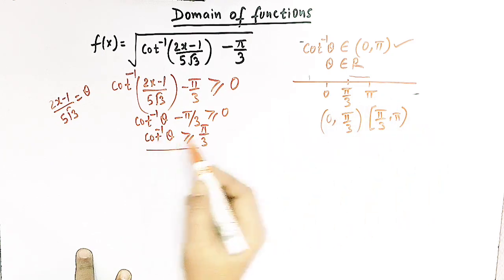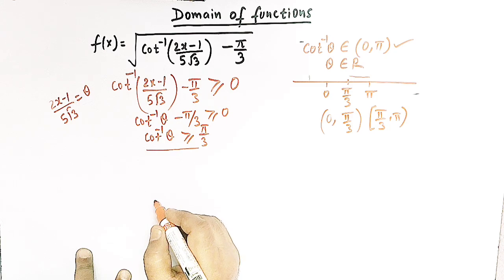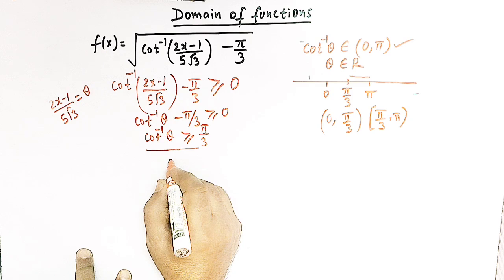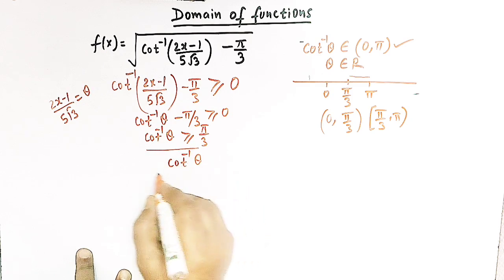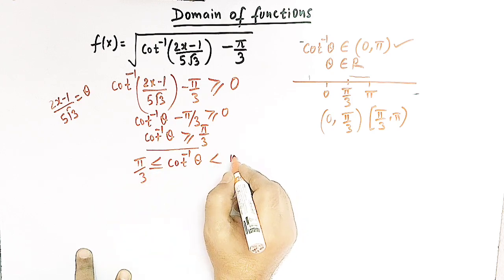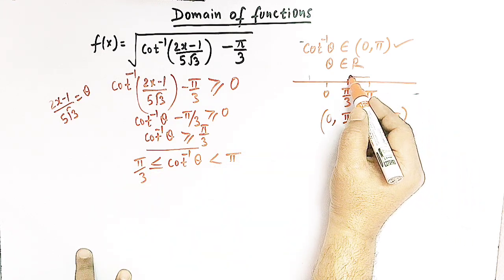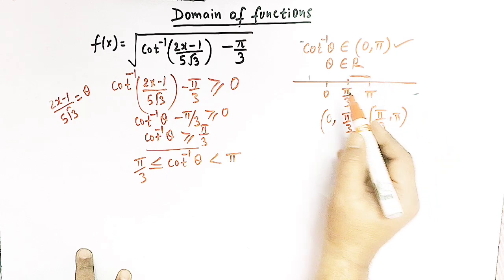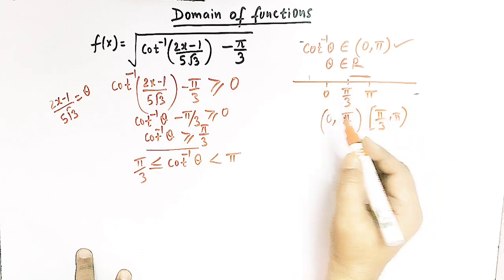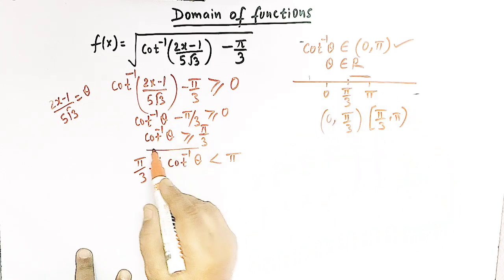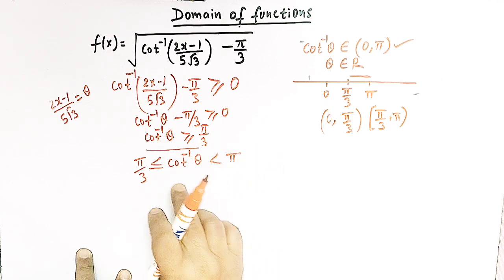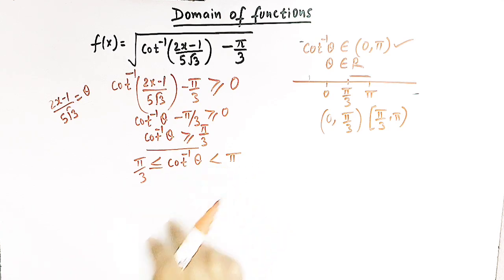And remember, cot inverse theta cannot go beyond pi. So we can now modify this inequality by writing cot inverse theta should be greater than or equal to pi by 3 but less than pi, right? So we have to consider only this interval. We cannot take this interval that is from 0 to pi by 3, because here cot inverse theta is greater than pi by 3 or equal to pi by 3. So now we have to solve this inequality.